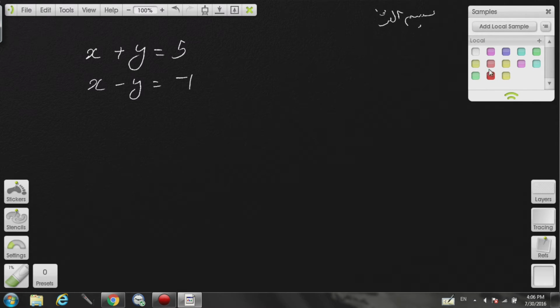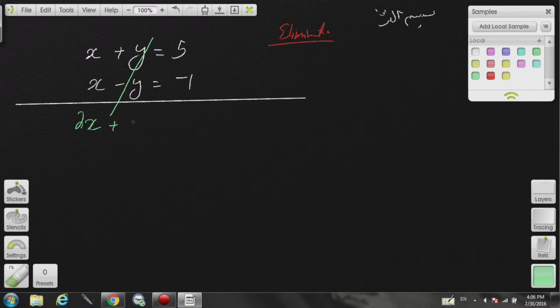Now the way elimination works is that if you just look at these two equations and add them, you notice that this is plus y and minus y. These cancel each other out. If you add these two equations, you get 2x plus 0. The y's get eliminated. And then you can solve easily for x. 2x equals 4, x is equal to 2.